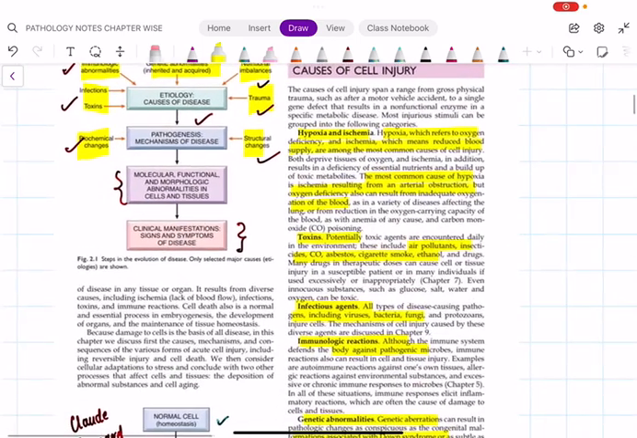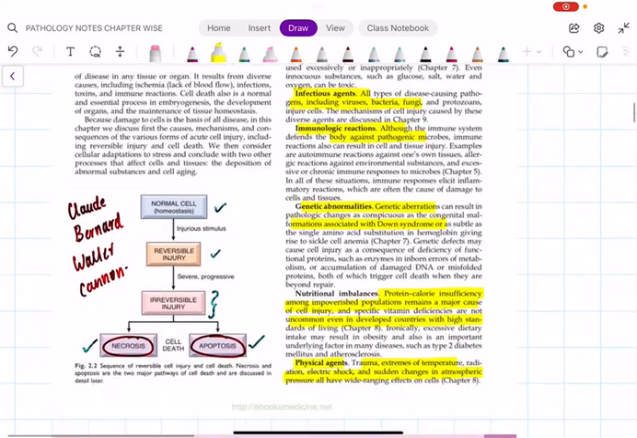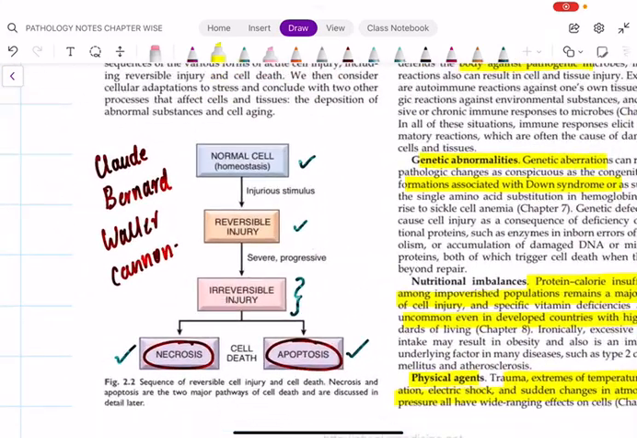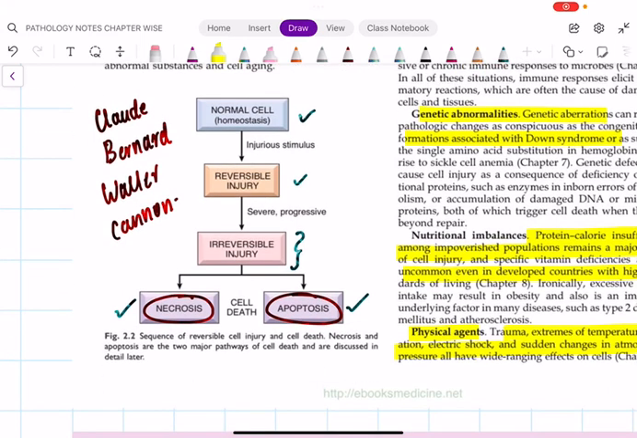Then why does this cell injury occur? I told you we have a normal cell, which may lead to a reversible injury. But when the persisting stimulus persists for a very long period of time, it may go to what we call irreversible cell injury. And here comes the very first question: what are the irreversible cell injuries we should study?